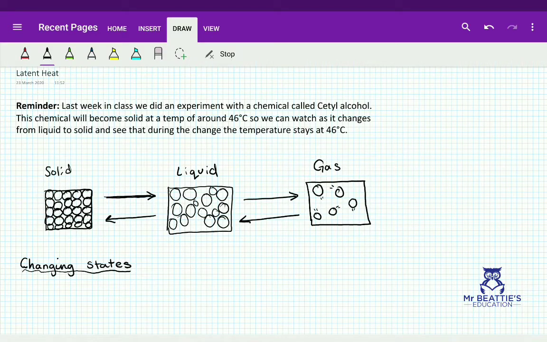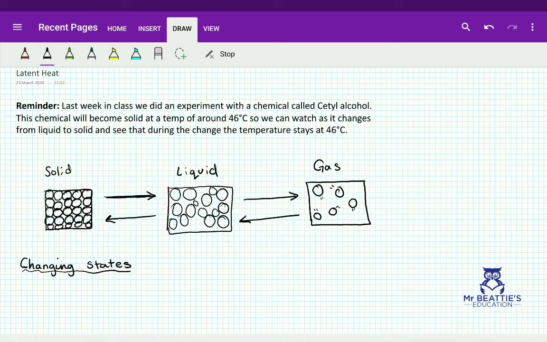We had two test tubes of liquid, one had water, one had something called cetyl alcohol in it, and we cooled those liquids and took recordings of the temperatures as they went down. And we noticed that as the chemical cetyl alcohol was cooled and transformed from a liquid to a solid, the temperature stayed at around 46 degrees for that entire time. Okay, now that's really important, and it leads us to what we're talking about in terms of latent heat.